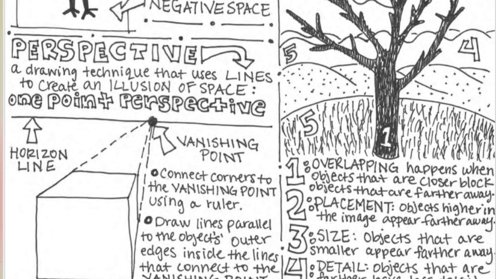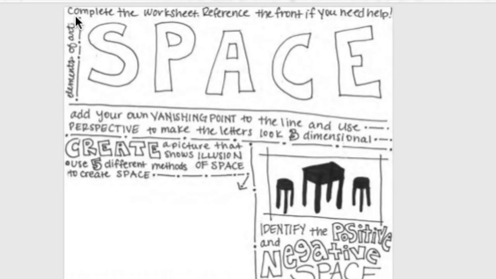Okay, so those are 5 different ways that you can show space, and you're going to use those on the next page here. Our second page of our worksheet says, complete the worksheet. Reference the front if you need help. This first section says, add your own vanishing point to the line and use perspective to make the letters look 3D. So this is going to be a really similar practice to what you do in prompt B for your 1-point perspective practice, but this already gives you the block letters.